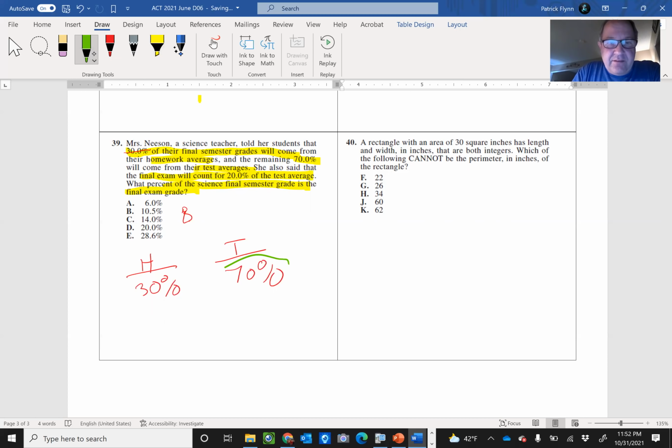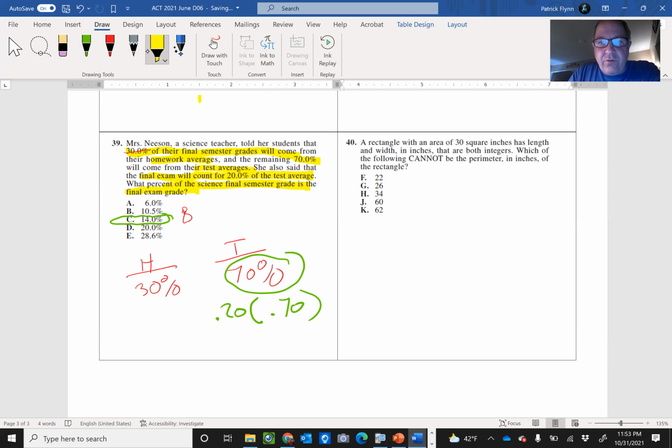Well, the final exam is going to be 20% of that. So I should be thinking about 20% of that 70%. And I work that out. I get letter C, 14%.